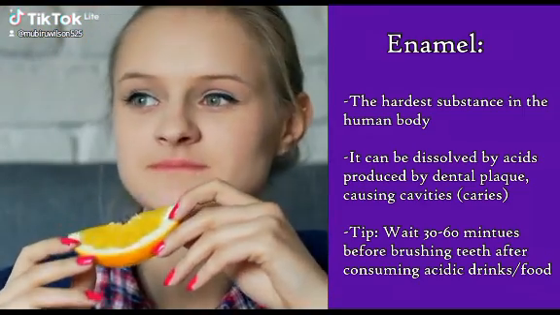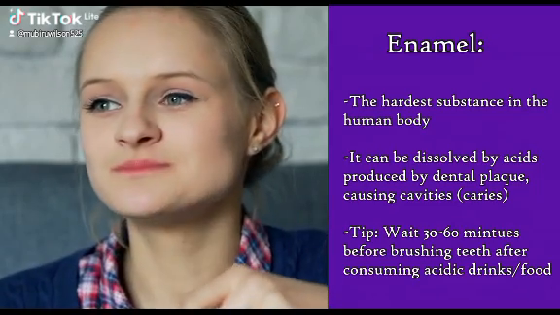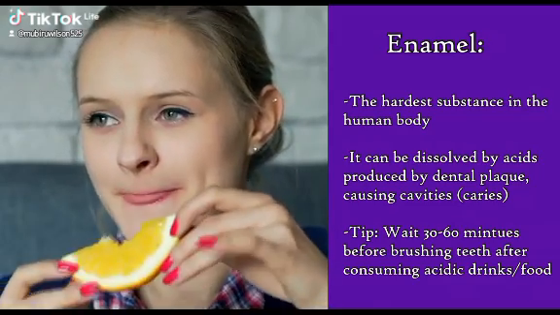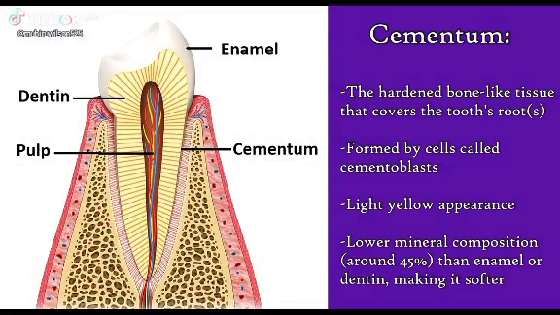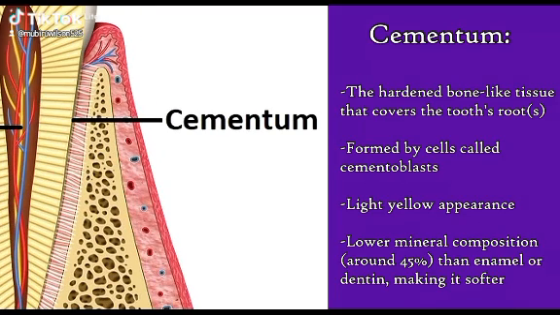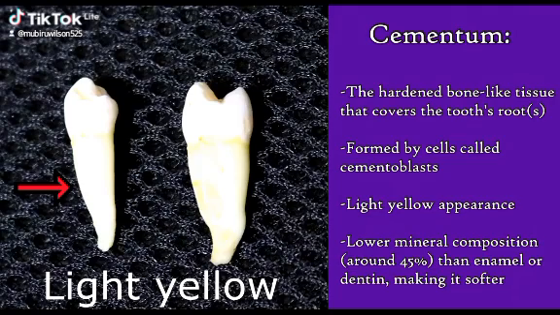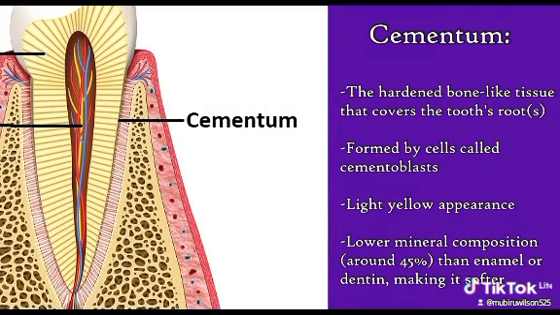And acidic foods can also temporarily soften enamel, which is why dental health professionals sometimes recommend waiting up to 30 to 60 minutes to brush your teeth after you eat acidic foods. Another type of tissue found in the tooth is cementum, which is the hardened bone-like tissue that covers the tooth's root. It's formed by cells called cementoblasts, and cementum has a light yellow appearance, as you can see, and it consists of a lower mineral concentration than both enamel and dentin, making it softer in comparison to those tissues.